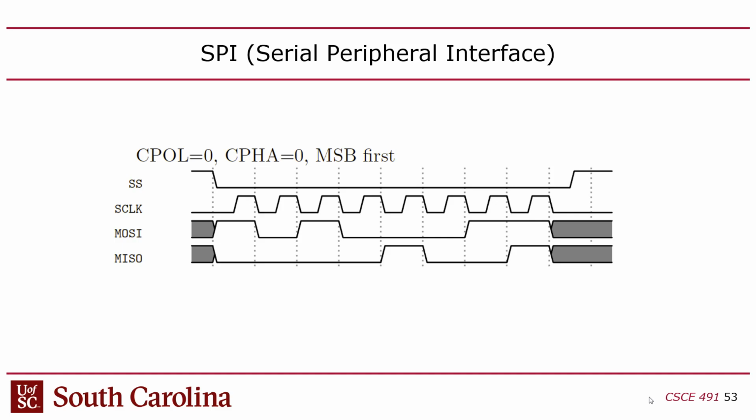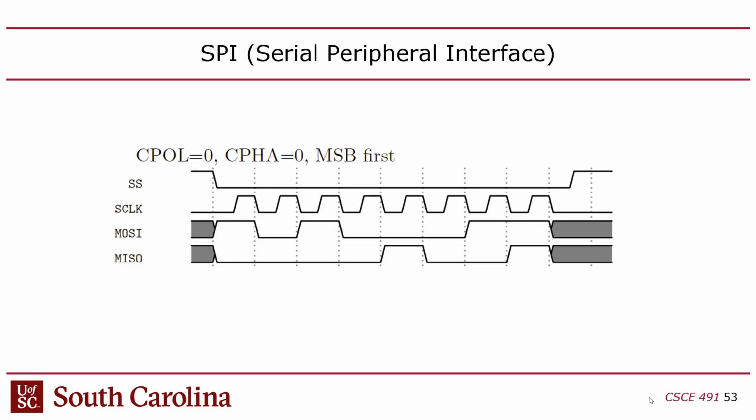So the C-fa basically says, is the receiving side going to read on the first or the second edge of the clock? Now the problem is we don't know what the first and second edge of the clock is because that further depends on C-pole, right? So if C-pole is 0, the first edge is rising, right? And so if C-fa is 0, then that means you're going to read on the first rising edge. Likewise, if C-pole is 0 and C-fa is 1, then we're reading on the falling edge because C-fa of 1 means read on the second edge, right? Which would be falling if C-pole is 1, right?